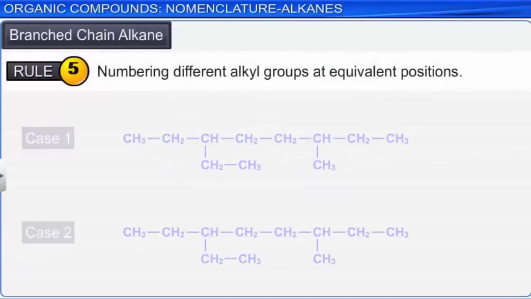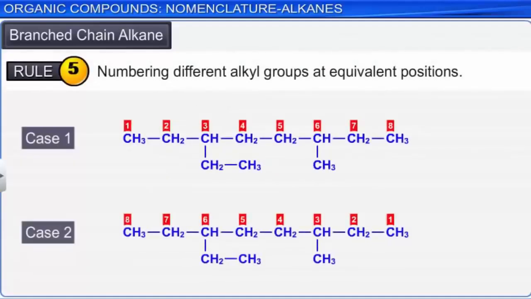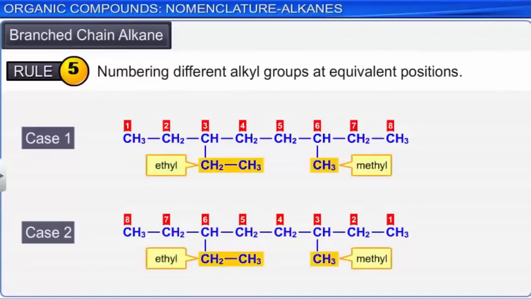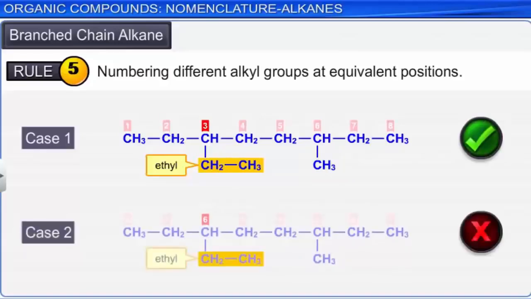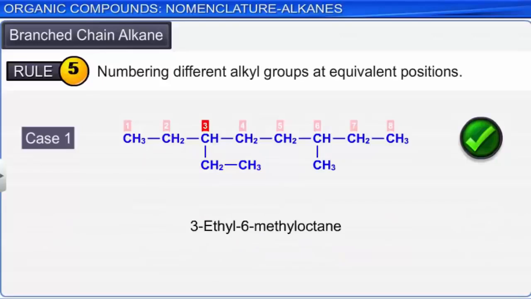Rule 5. Numbering different alkyl groups at equivalent positions. If 2 substituents are present on equivalent positions, then the lower number is assigned to the group that appears first in the alphabetical listing. For example, in case 1, the ethyl group is present on carbon 3, which is a lower number than its position at 6 in case 2. Hence, the correct name for the compound would be 3-ethyl-6-methyloctane.